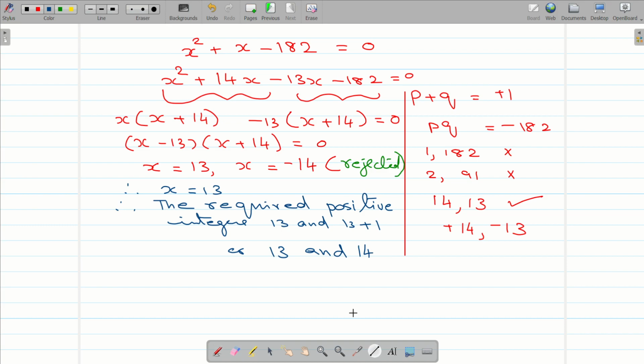x is equal to minus 14 is rejected. According to the question, it was given that the integers are consecutive positive integers, so x is equal to minus 14 is not possible. It is not possible. You have to give the reason here, otherwise you can get less marks.